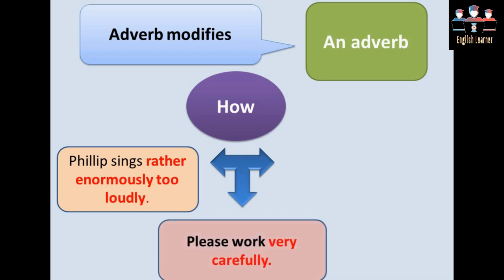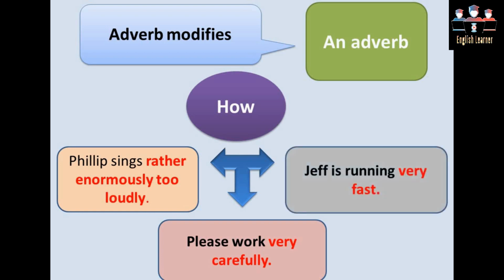Example number 2. Please work very carefully. In this example, very is an adverb, whereas carefully is another adverb. So one adverb is modifying another adverb in this example. Example number 3. Jeff is running very fast. In this example, very is an adverb, whereas fast is another adverb. It means it is modifying another adverb in this example.